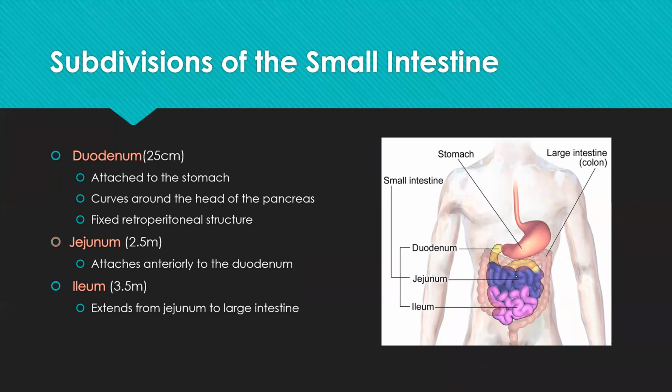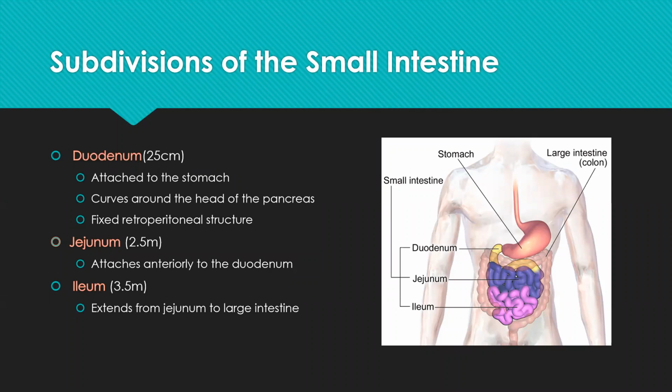3.5 meters, right? Here, the yellow part in this picture represents the duodenum, the blue color represents the jejunum, and the violet color represents the ileum.